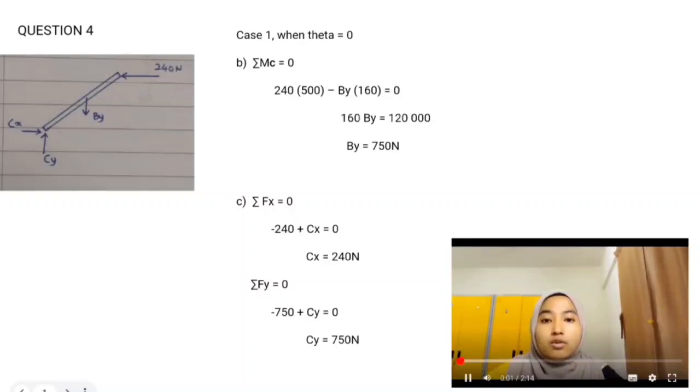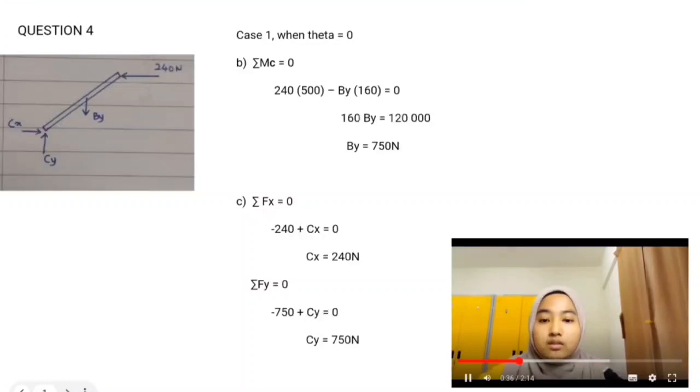So now I'm going to explain question number 4. Number 4: arm ABC is connected by pins to a collar at B and to crank CD at C. Neglecting the effect of friction, determine the couple M and the forces at pin B, pin C, and support pin D required to hold the system in equilibrium when theta equals 0 and theta equals 90 degrees.